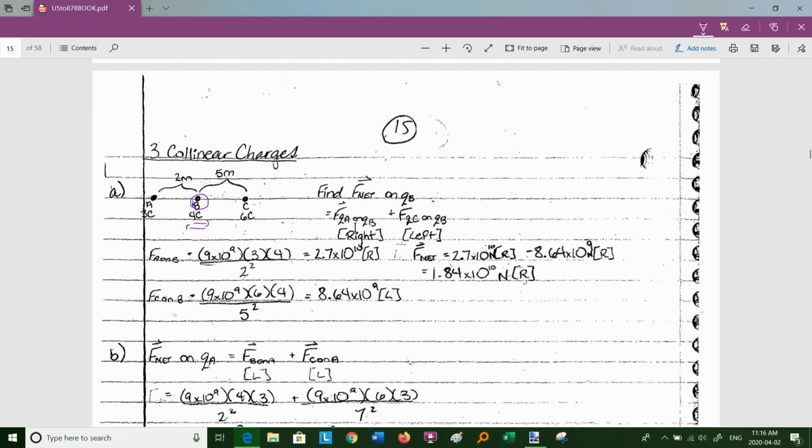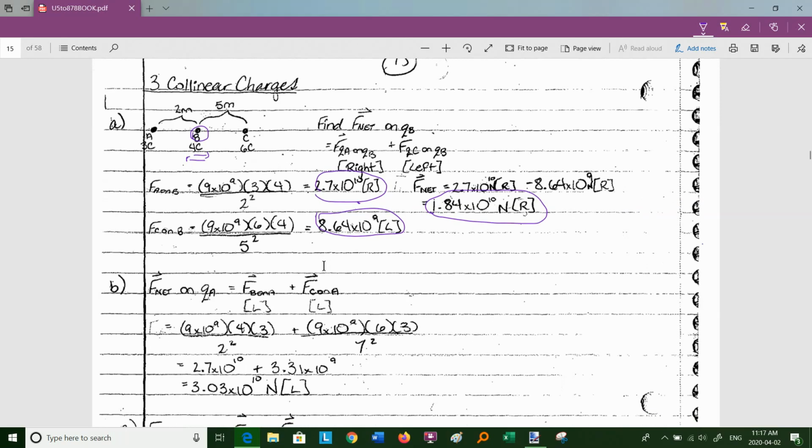Well, let's see. So if I get the value to the right, I get 2.7 by 10 to the 10: 9 by 10 to the 9 times 3 times 4 over 2 squared. And the left component, which is C on B, is 8.64 by 10 to the 9th. So now right is larger than left, so you just take the difference, with the final direction being to the right. So my net force on charge B is 1.84 by 10 to the 10 newtons directed to the right. Okay?